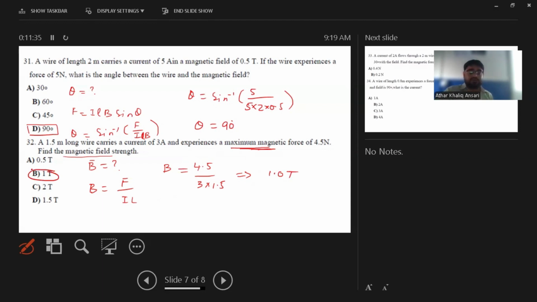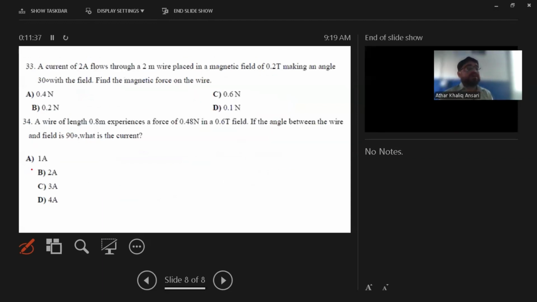Okay, two more questions quickly. The current is 2 ampere, 2 meter wire. Magnetic field is this. Angle theta is 30. Find the force. This is simple. F is equal to ILB sine theta, 2 times 2 times 0.2 times sine 30 degrees. So sine 30 degrees is 1 over 2. I think 0.4. Can you please check it out? 0.4. So the force is 0.4.